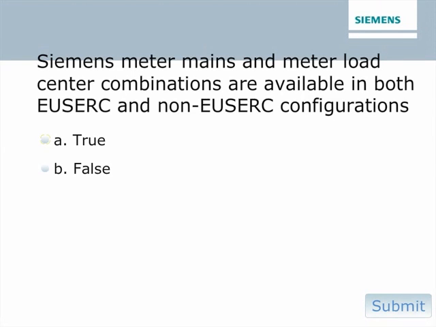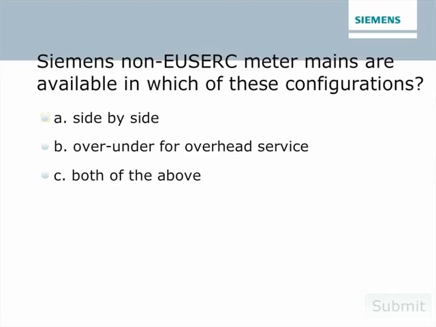Question 2. Siemens meter mains and meter load center combinations are available in both U-circ and non-U-circ configurations. Is it A, true, or B, false? Question 3. Siemens non-U-circ meter mains are available in which of these configurations? Is it A, side-by-side, or B, over-under for overhead service, or C, both of the above?